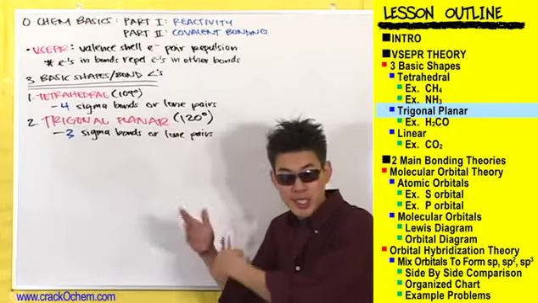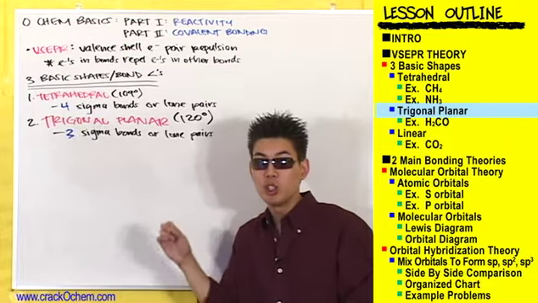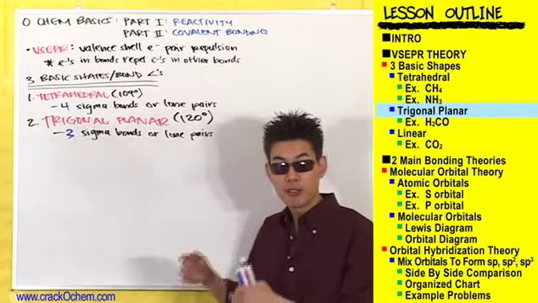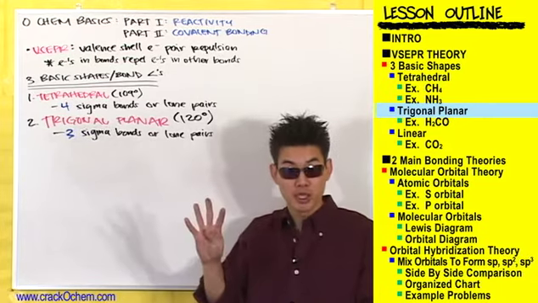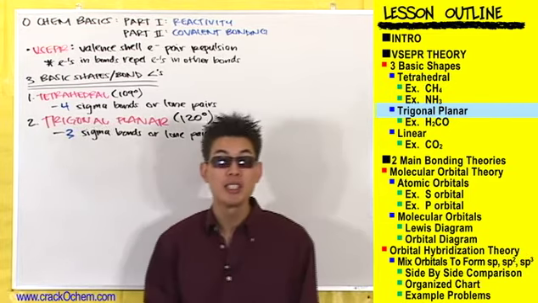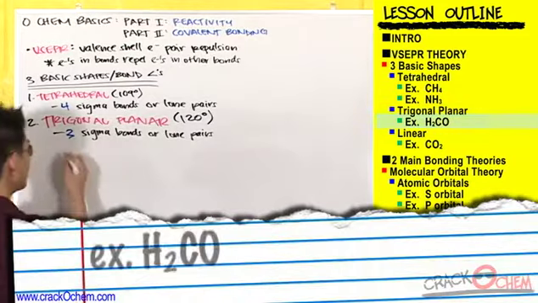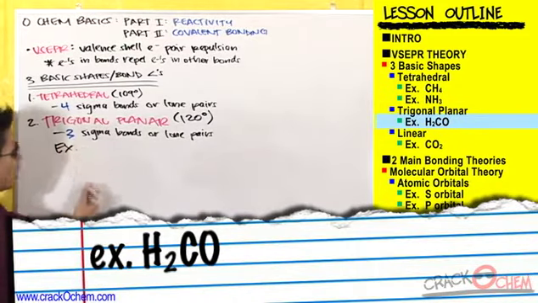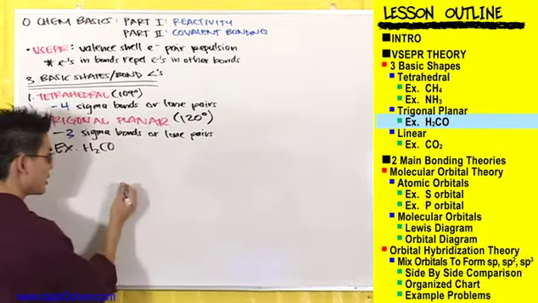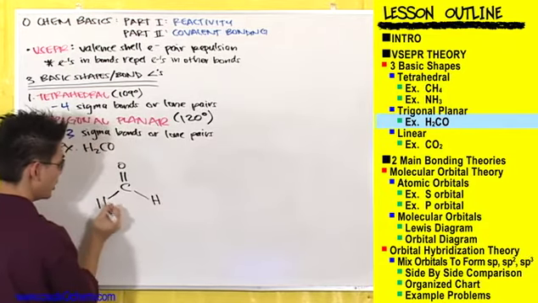Okay, so these compounds, they can have multiple bonds, but when you're determining a compound shape, the only thing you look at is how many sigma bonds or lone pairs an atom has. Okay, so hey, for tetrahedral compounds, it had four sigma bonds. Trigonal planar compounds are going to have three. Let's show you an example. Okay, so a really simple example of a trigonal planar compound would be H2CO. And this guy looks like this. C double bond O connected to two H's.